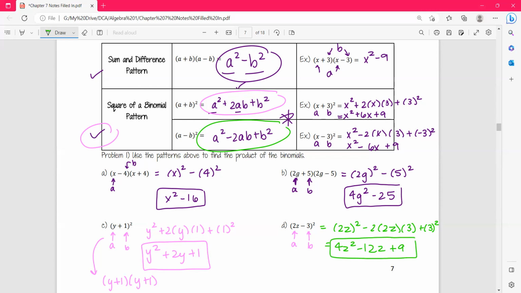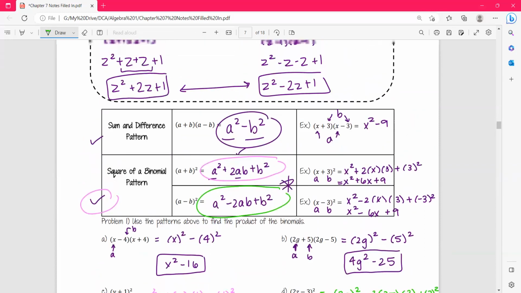Okay, this is just a shortcut method. We will practice this more. Great job, guys.